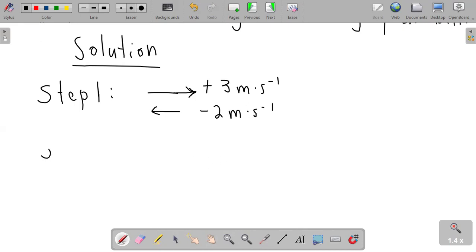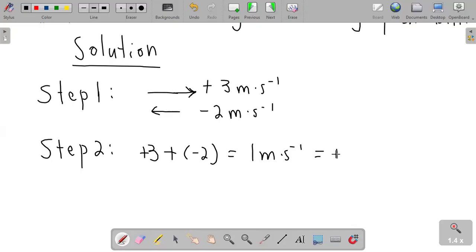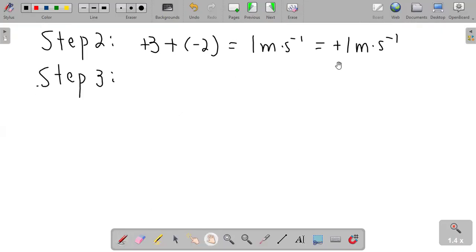And then step 2, we must add the 2 magnitudes, but with the appropriate sign. So it's going to be 3 plus negative 2, which is 1 meter per second, a positive 1 meter per second. And then step 3, which is the final step, we must write down the resultant, and it must be written in terms of a word.